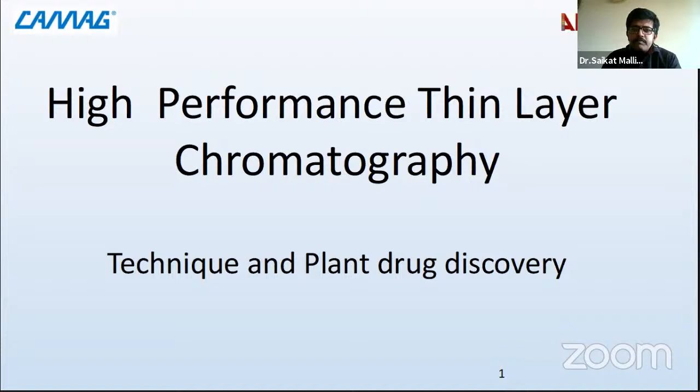And that is why, when we want to analyze such matrices in the analytical field, it is very challenging, because we need an analytical technique which you can use carefree, without any problems. And that is exactly what HPTLC is all about. So with the basics from last time, we'll move further. First we'll brush up the older technique, and then we'll discuss its applications in drug discovery from plants.